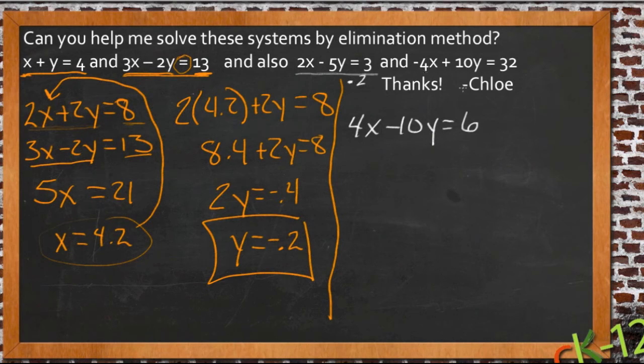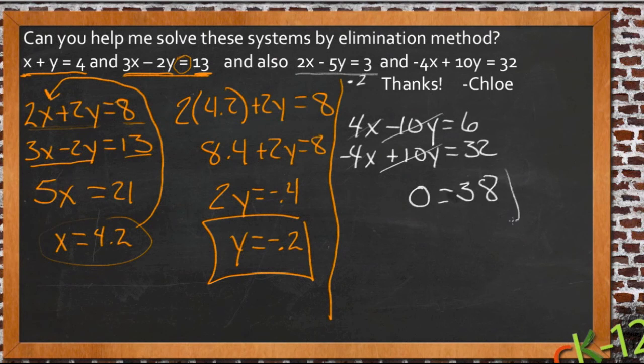Then we can connect that equation with the other one you have, negative 4x plus 10y equals 32. Add straight down. Now 4x minus 4x is 0, so those are just going to go away. And negative 10y and 10y is 0, so those are going to go away. So we're just going to have 0 on this side, and we have 38 on the other side.